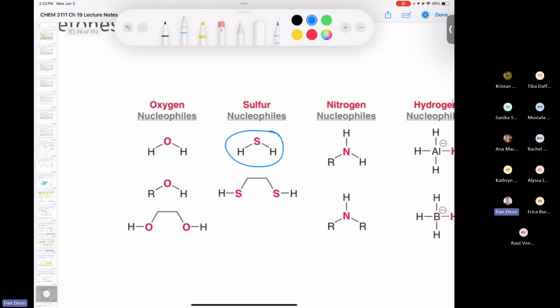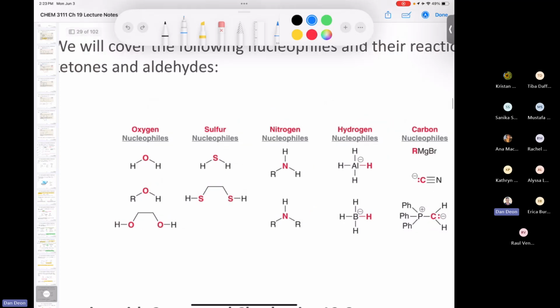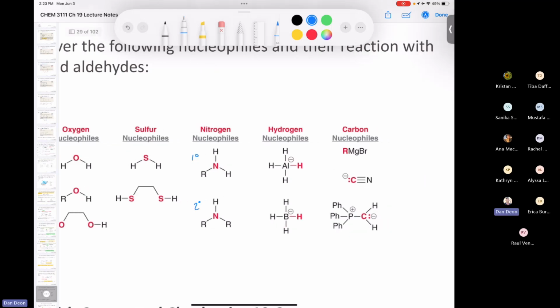We'll look at H2S as a nucleophile, or a dithiol, right? Remember, SH is a thiol, so a dithiol. We'll look at nitrogen nucleophiles, whether it's a primary amine or a secondary amine. We'll look at hydrogen nucleophiles.